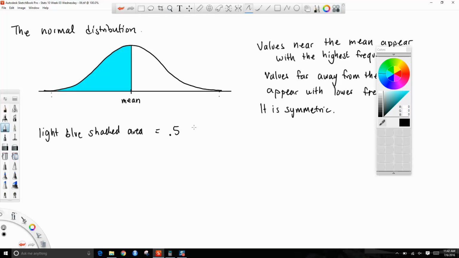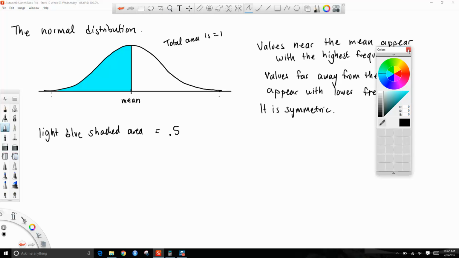So if I draw a vertical line at the mean and I shade everything to the left, the shaded area is 0.5, okay? Because the total area, as always, for any density curve, is equal to 1. And so the light blue shaded area is 0.5. Is that okay?